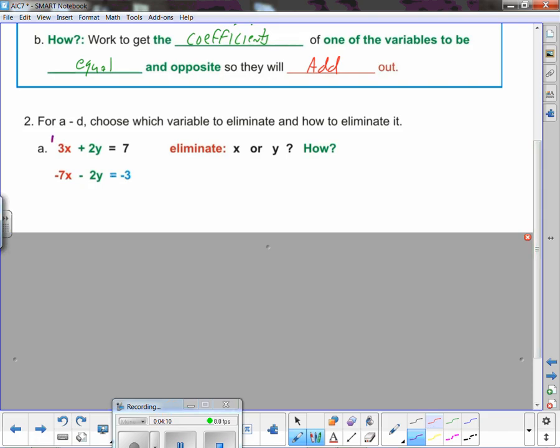So you look at your x's. I got a 3x and a negative 7x. And then you look at your y's. I got a positive 2y and a negative 2y. So which one would you choose to eliminate? All right, hopefully you said the y's. And how would you do that?